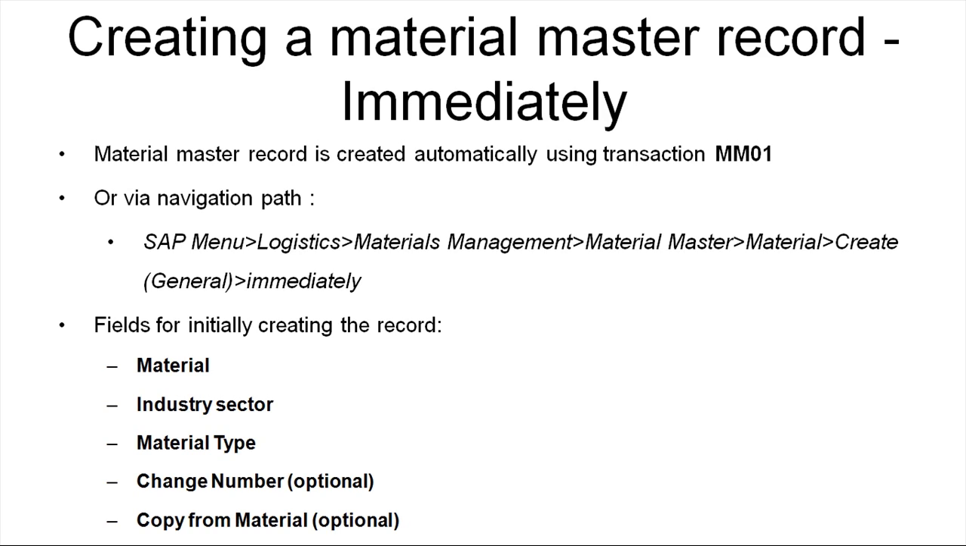The material field is left blank for internal numbering, else it needs to be filled. The industry sector field requires an entry for the industry sector. The material type field requires defining the material type, such as raw material, semi-finished material or user-defined. Change number is an optional field, which is to be entered if the customer uses engineering change management. Copy from material is also an optional field, which gives the option of copying material details from the entered material number.